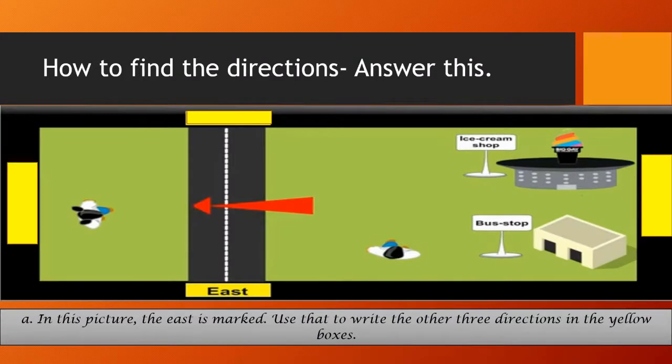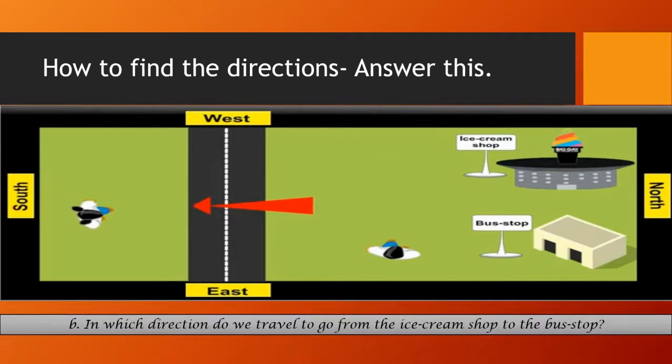Student, in this picture, the east is marked. Use that to write the other three directions in the yellow boxes. Student, here we have labeled all the yellow strips.